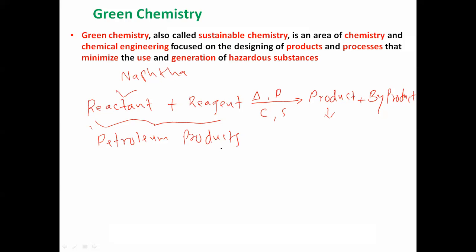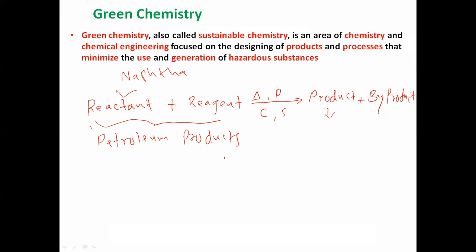where these finished products are compulsory for us. We cannot live without them. So these products are being produced from petroleum or petrochemicals only, and these are hazardous or polluting. This is one thing.